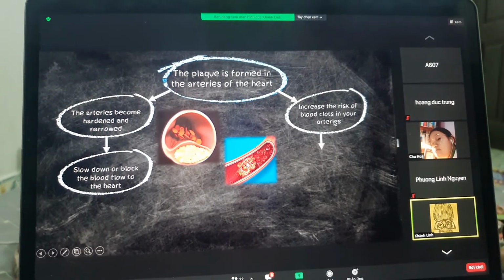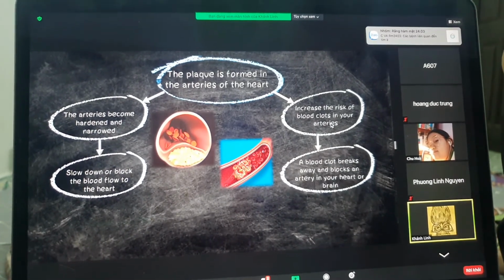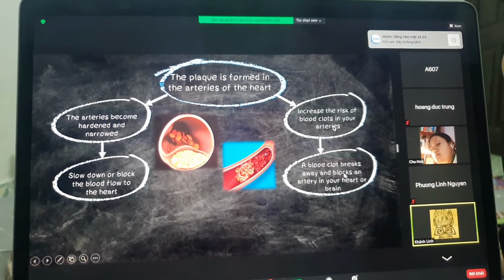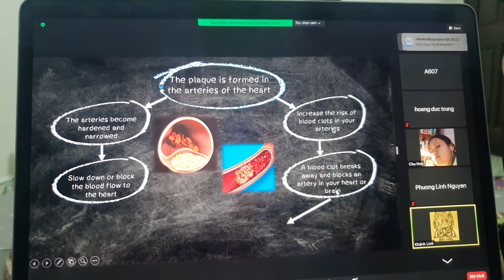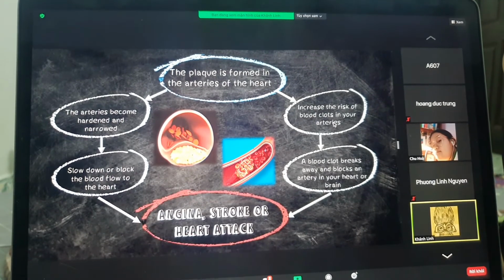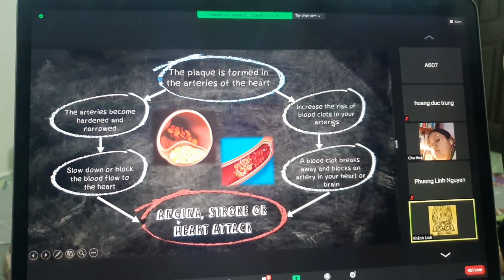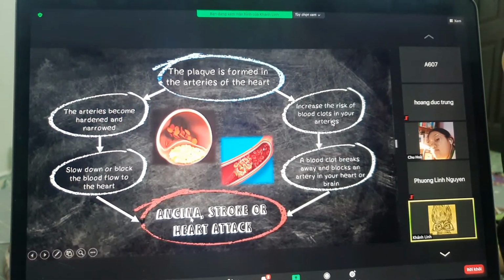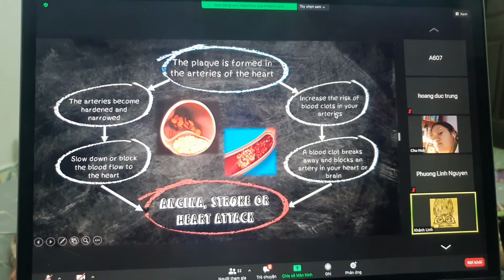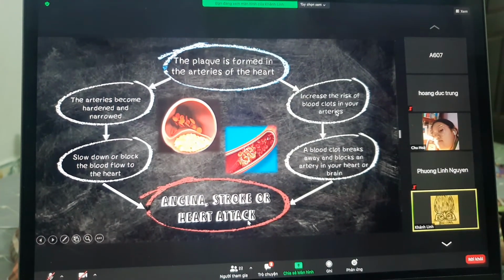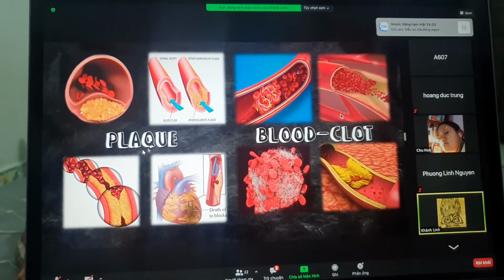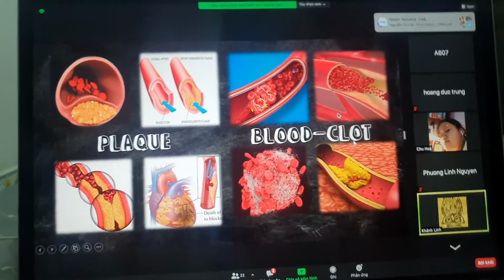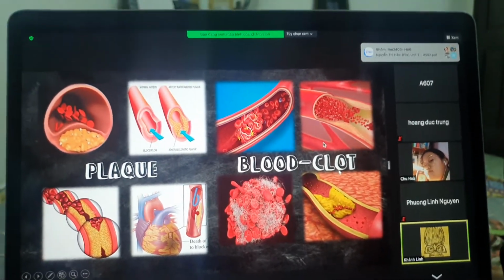The blood clot may break away and block an artery in your heart and brain. And the result is the patient may suffer from angina. Angina is chest pain, đau tức ngực, stroke, or heart attack. Okay, these are the pictures of plaque and blood clot. It's very risky and dangerous, right?